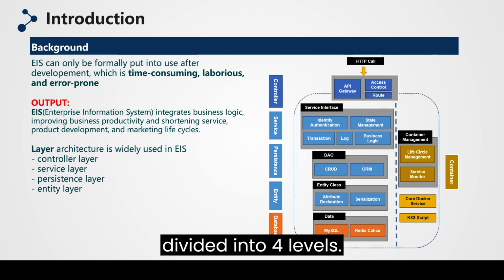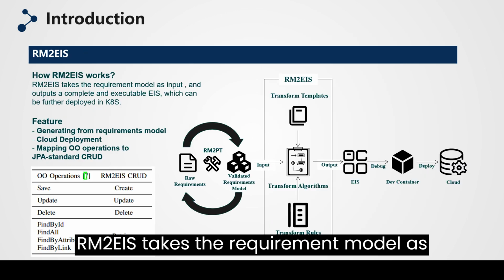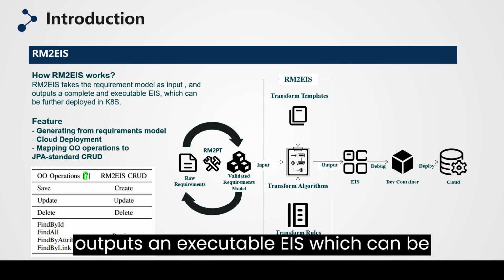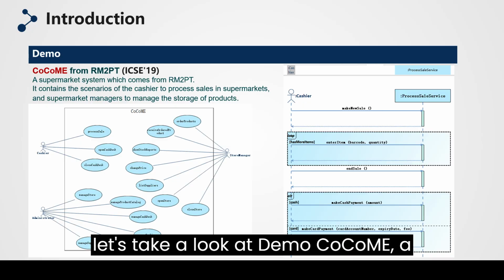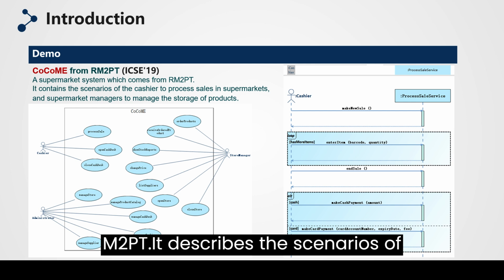The output can be divided into 4 levels. RM2EIS takes the requirements model as input, which is validated by RM2PT, and outputs an executable EIS, which can be further deployed in Kubernetes. Now let's take a look at the demo, Kokum, a supermarket system which comes from RM2PT.